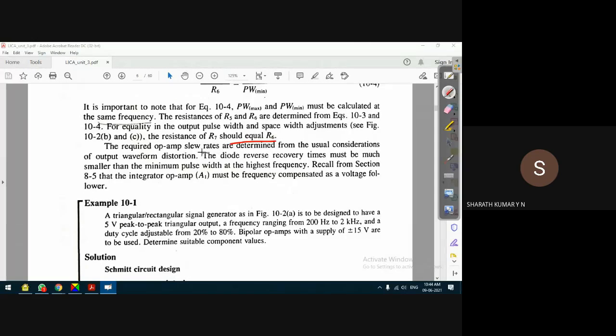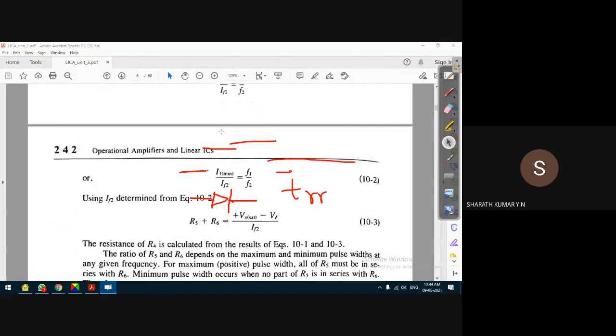Okay, R6 and the required op-amp slew rates are determined from a visual consideration. Diode reverse recovery time must be much smaller than the minimum pulse width at the highest frequency. Guess what is the meaning of this? Each diode has what is known as a reverse recovery time, represented as TRR.